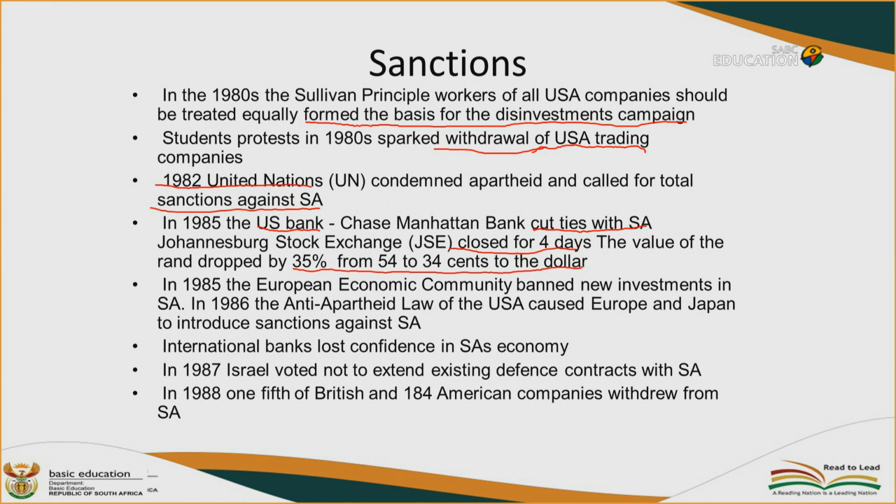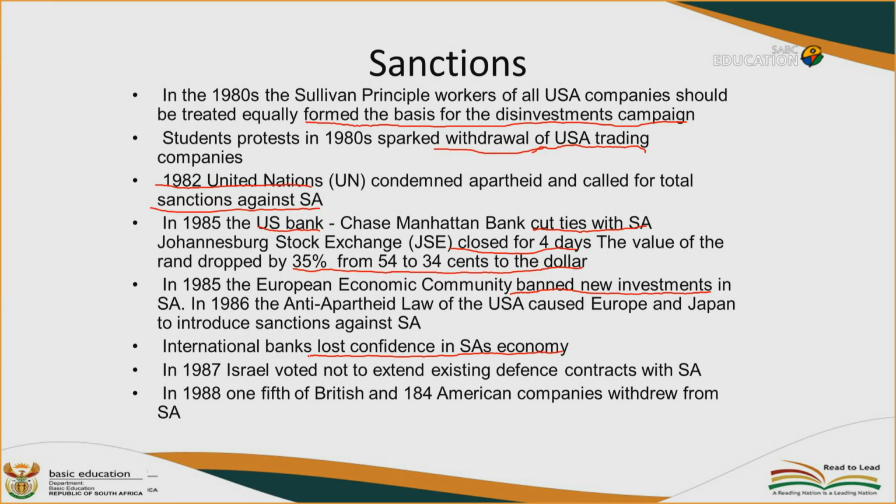In 1985, the European Economic Community banned new investments in South Africa. Now, the European Economic Community says no support must be provided to the South African government. They banned their new investments, so South Africa could not get any form of investment from the European community. International banks also lost confidence in South Africa's economy. Therefore, South Africa's financial standing was in tatters, or in a chaotic condition.